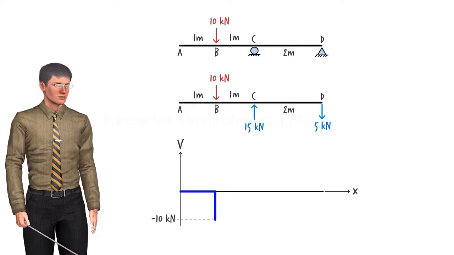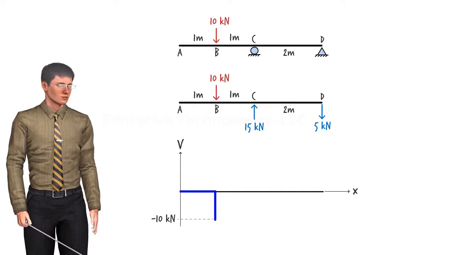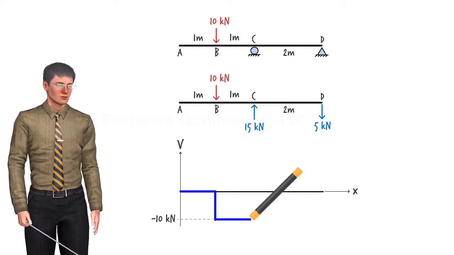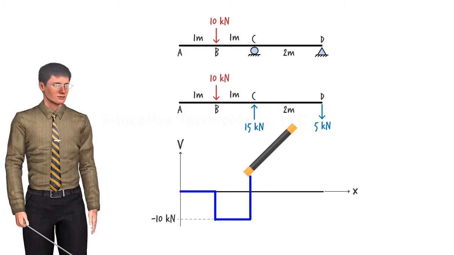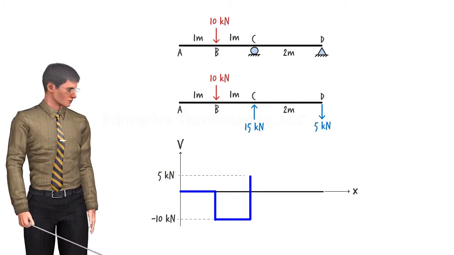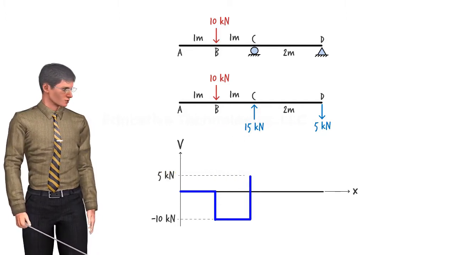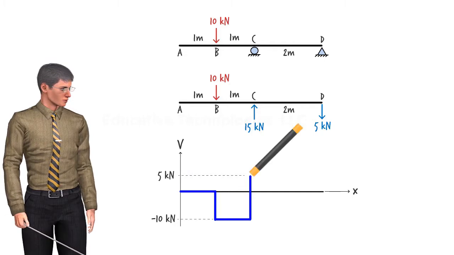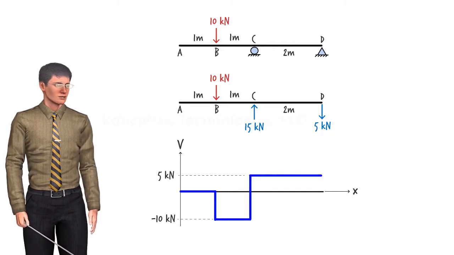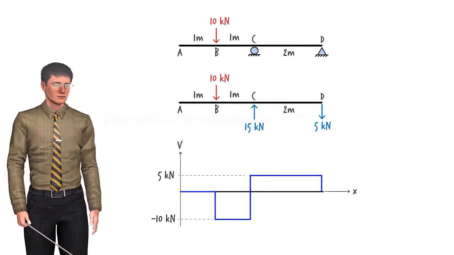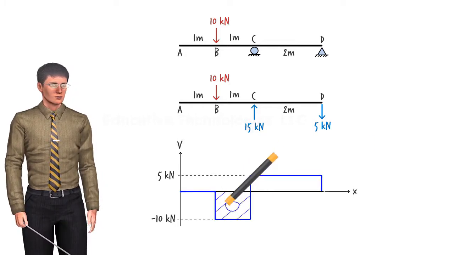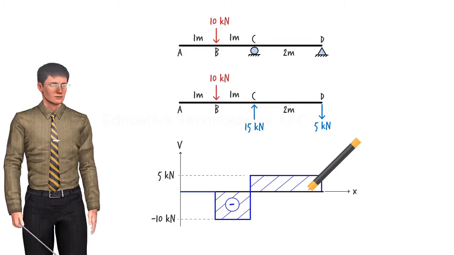Since there is no load applied to segment BC, shear remains constant throughout the segment. Then at C, shear jumps up by 15 units. It goes from negative 10 at the left side of C to positive 5 at the right side of C. Shear remains constant within CD. Then it drops by 5 units at the very end of the segment. So, this is the shear diagram for the beam.